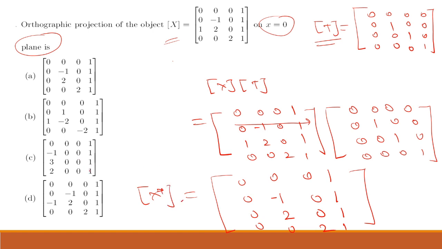So in this way, which option will be correct? You can see the last row is 0 0 2 1. So you can see option A will be the correct option.